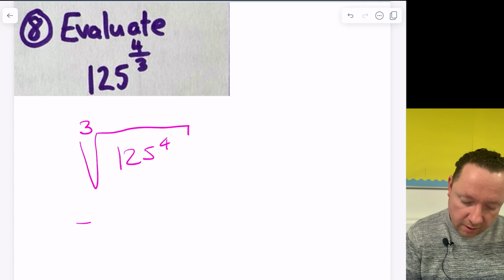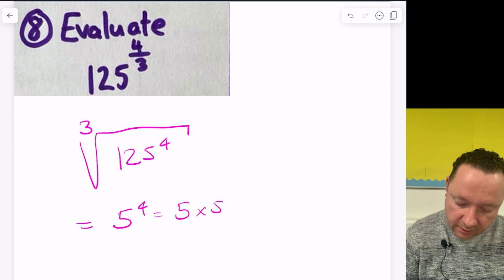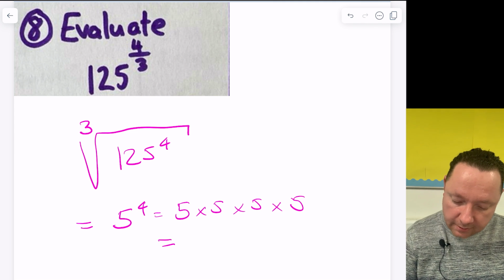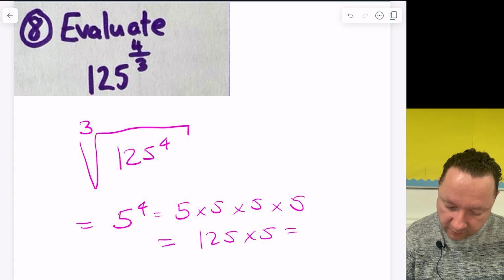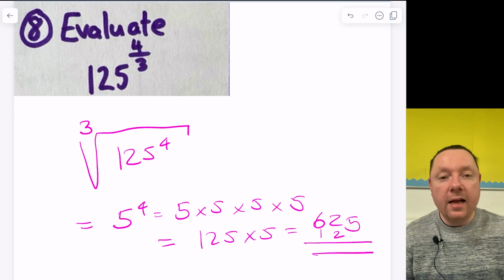So that is 5 to the power of 4. Well, that's 5 times 5 times 5 times 5. 5 5s is 25. 25 times 5 is 125 times 5. 5 5s is 25. 5 2s is 10, 11, 12. 5 1s is 5, 6. 625, and we're done there.